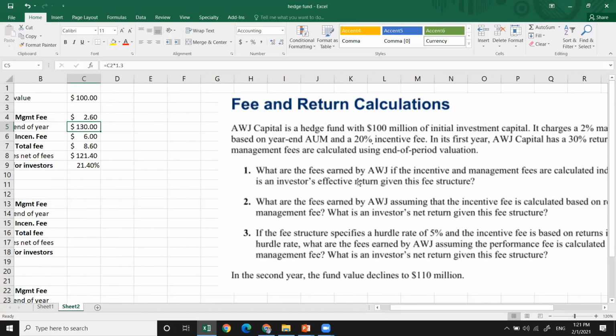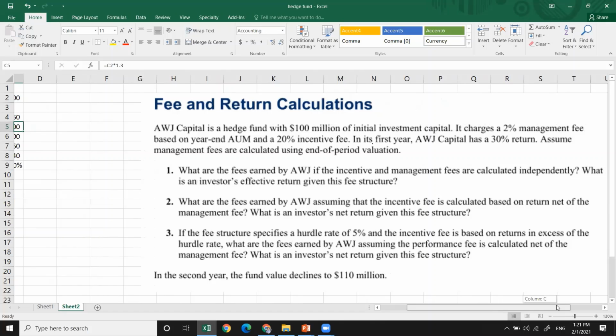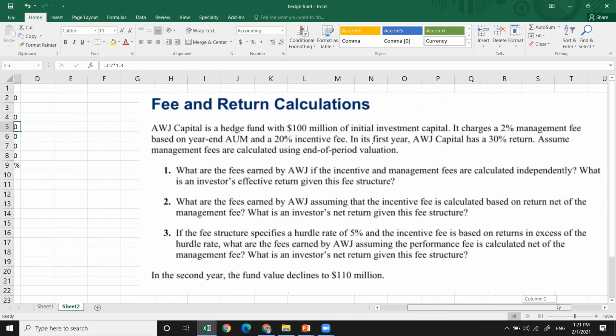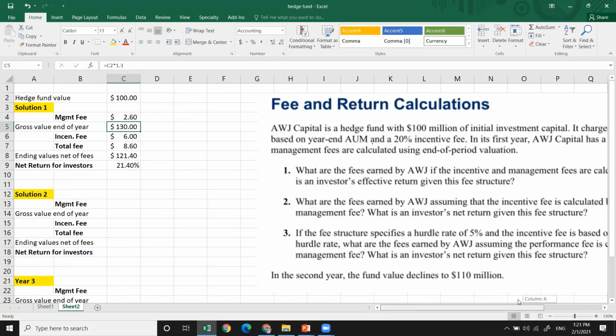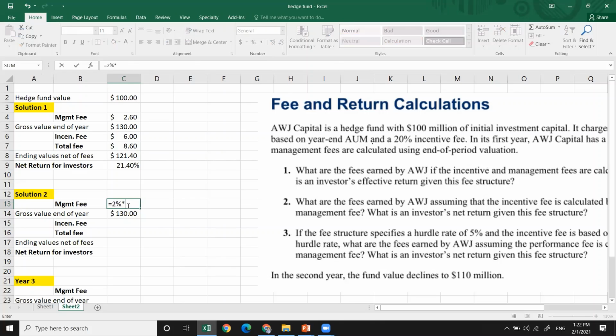What are the fees earned by the AWJ, assuming that the incentive fee is calculated based on return net of the management fees? And what is the investor's net return? So if the condition in the hedge fund is that the incentive fees are calculated based on the net of the management fee, the net management fee is calculated in the same way, like we have here 130 million, and our management fee is 2% multiplied by 130.